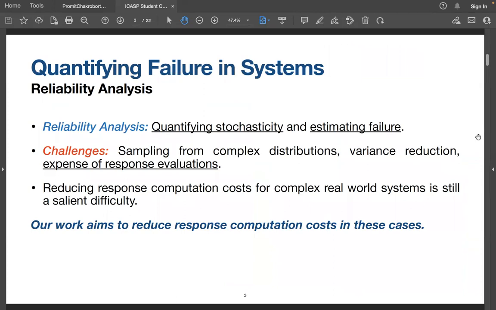However, there are some challenges associated with reliability analysis, especially for complex real-world systems. For one, the input distribution of the system might be complicated, thus making sampling from it challenging. Secondly, it might be difficult to reduce the variance associated with the failure probability estimate. That is, it might be difficult to give a confident estimate of the failure probability. And finally, often for complex real-world systems, evaluating the system response at each sample point is prohibitively expensive, perhaps taking on the order of hours or even days to compute. The work we show here aims to tackle this challenge and reduce the response computation costs for these cases.